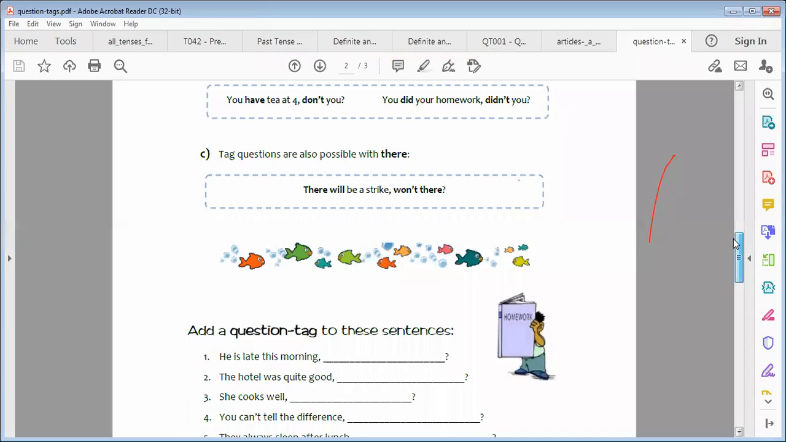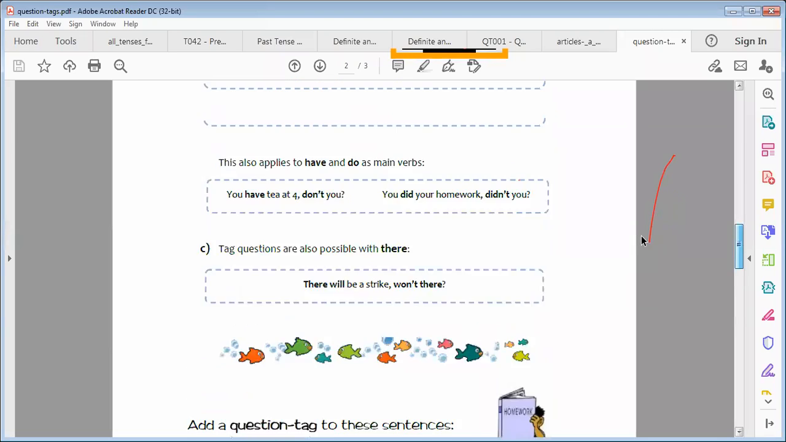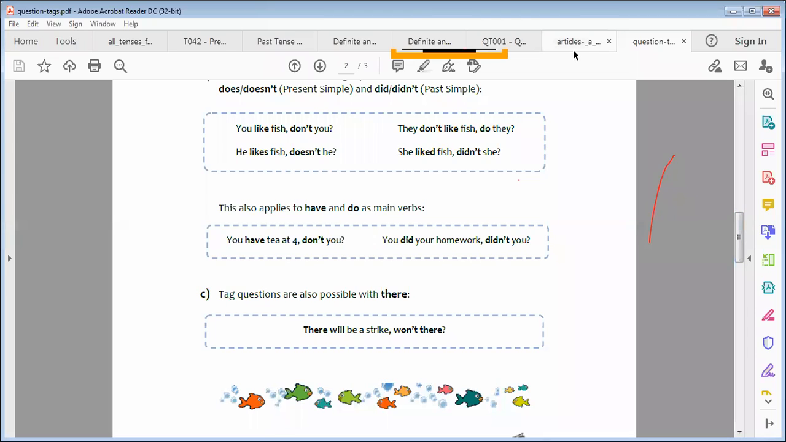And the next point is tag questions are also possible with there. If there is a sentence which starts with there will be a strike, see, will. So I'll make use of will. Won't there? Question mark. So these are the rules you should remember about question tags. Okay.